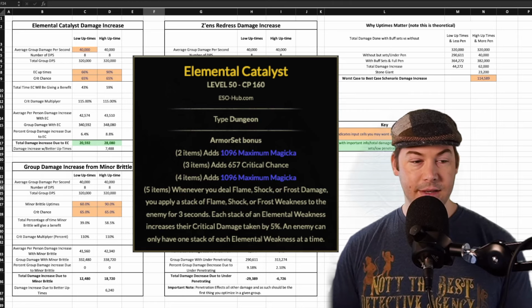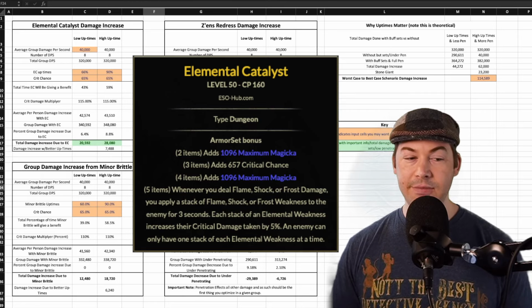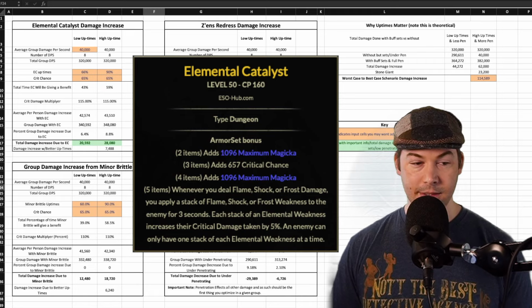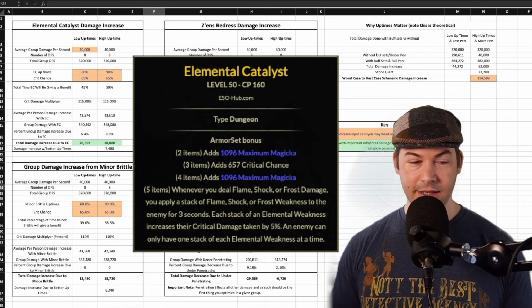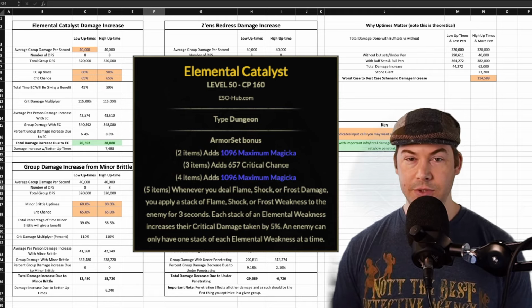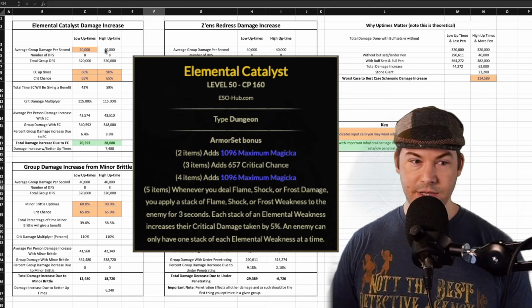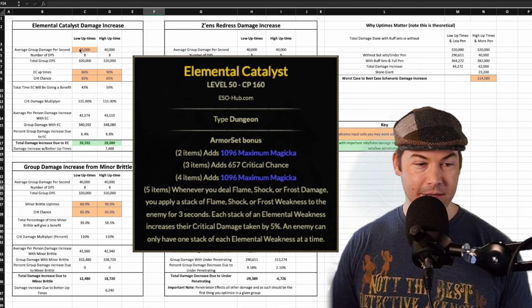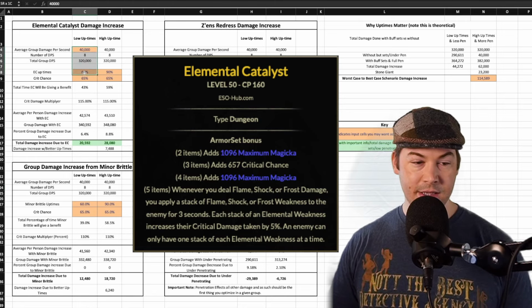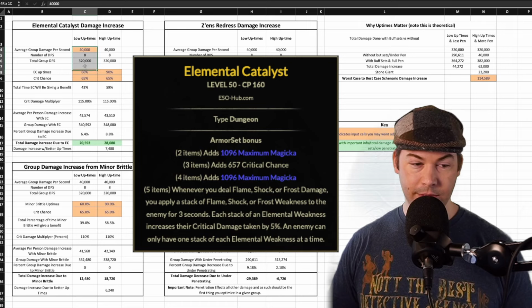So here I've set up a sheet and I've said, okay, what if we have everybody with 40,000 DPS? Okay, and this is kind of theoretical. This is not necessarily in content. This is what you do on a dummy. So just kind of walking through this, I'll try to be quick. So we have 40,000 DPS. We're assuming eight people in the group that are DPSing. So we end up with a group DPS of 320,000.